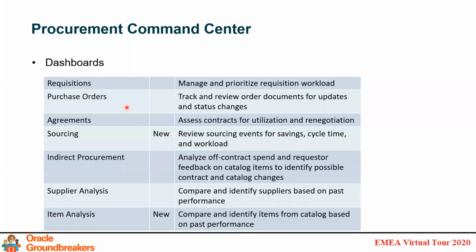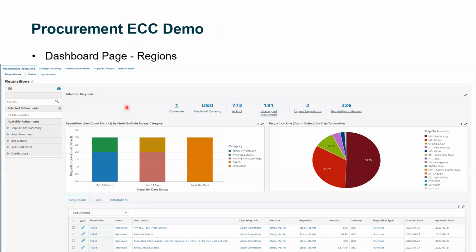So procurement command center has multiple dashboards: requisitions, purchase orders, agreements, sourcing, indirect procurement, supplier analysis, item analysis. I'm not going to cover all the dashboards in today's session, but I'm going to touch base with requisitions, purchase orders, agreements. Then we'll talk a little bit about supplier analysis.